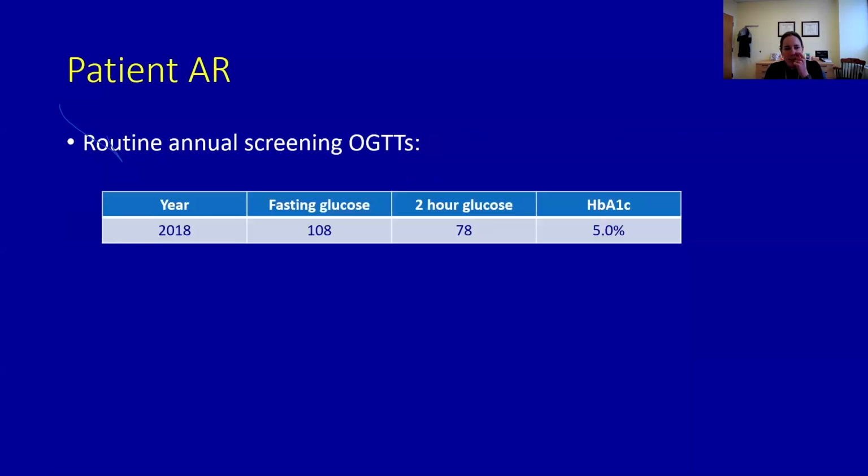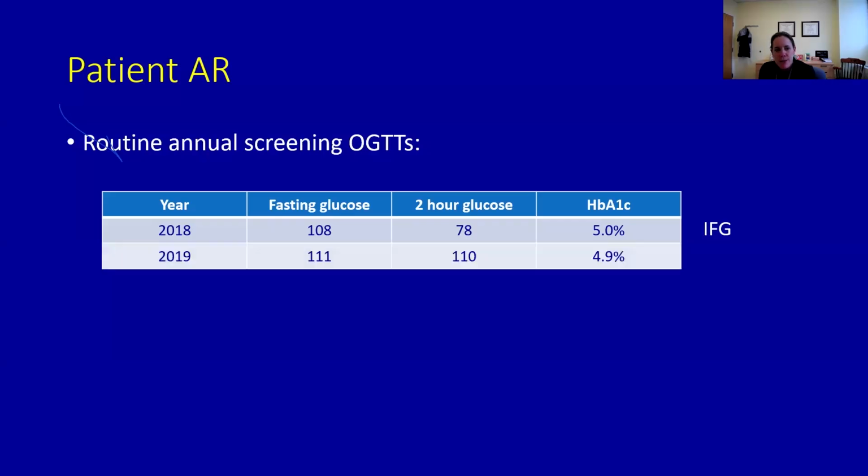So in 2018, he had a screening OGTT, and his fasting glucose was 108 with a normal 2-hour, and his A1C was 5. And so this puts him in the category of impaired fasting glucose. In 2019, very similar. He again had impaired fasting glucose.